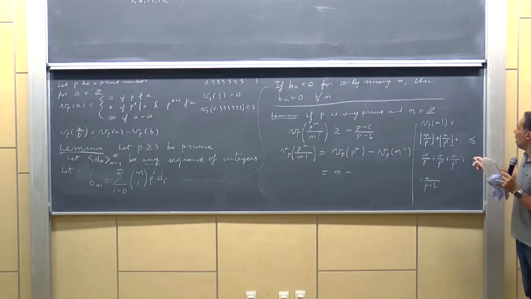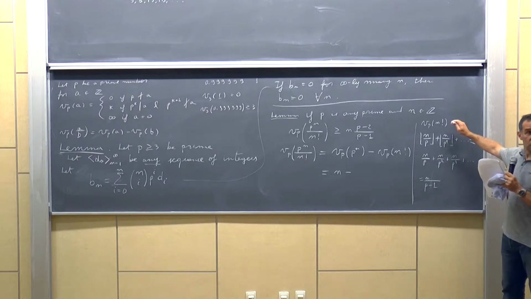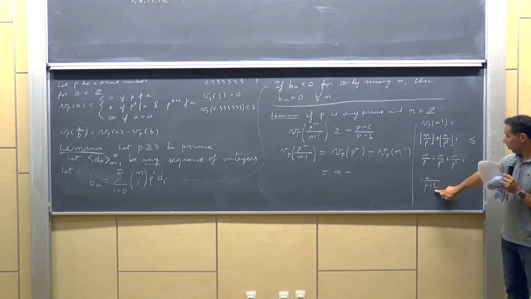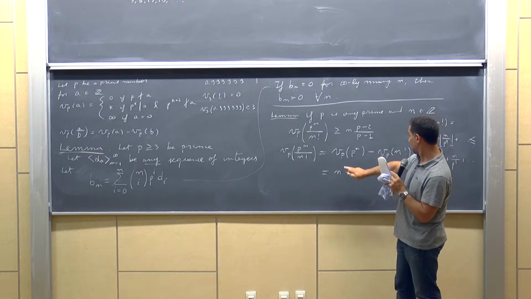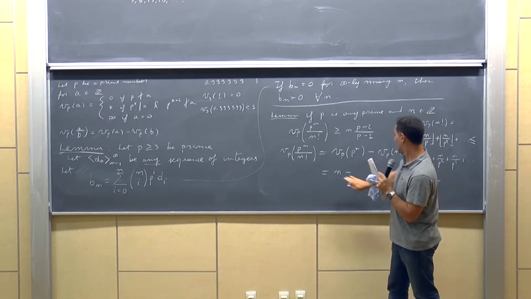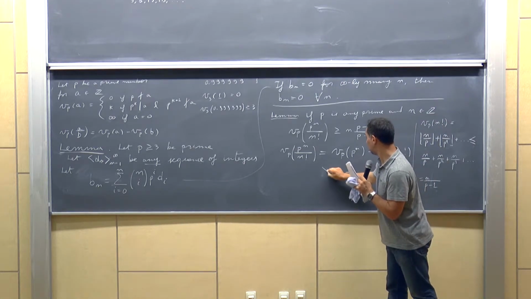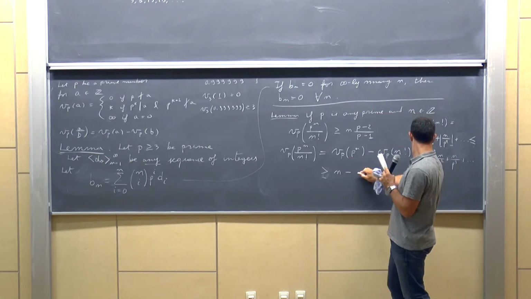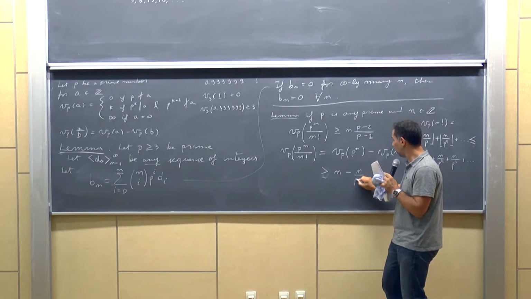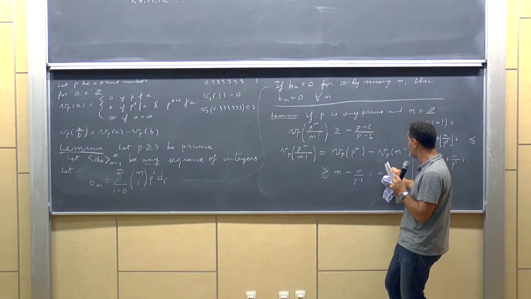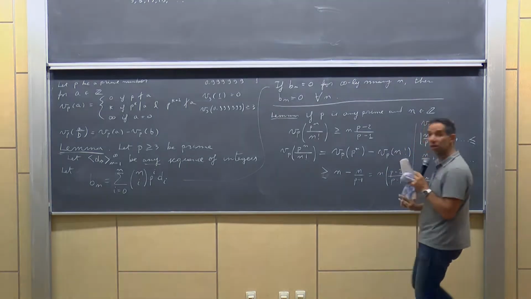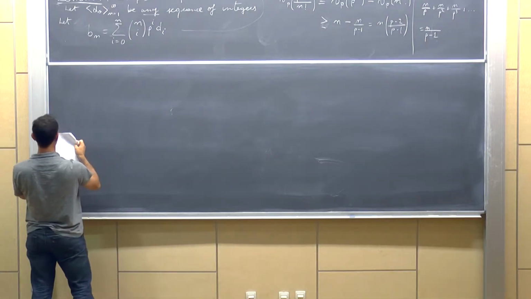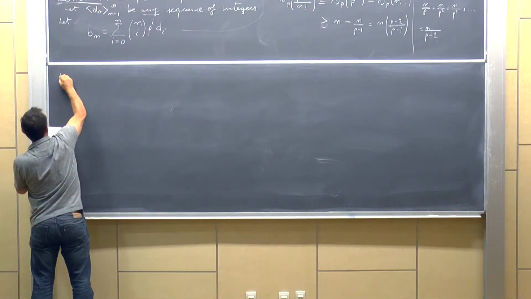Okay, so everybody's happy with this. So I get n over p minus 1. So this is less than or equal to, and now this is going to be bigger or equal to, because it's a minus, and I have n over p minus 1, which is n times p minus 2 over p minus 1. Okay, so just the definition.